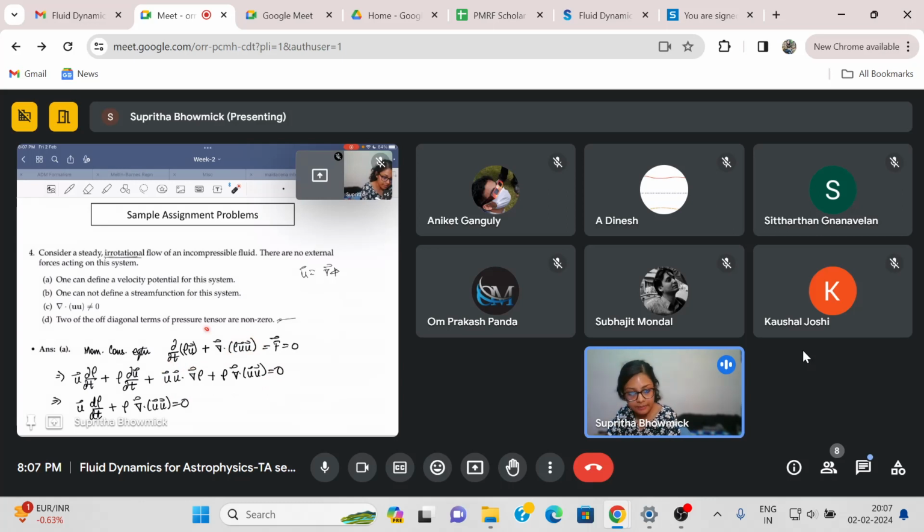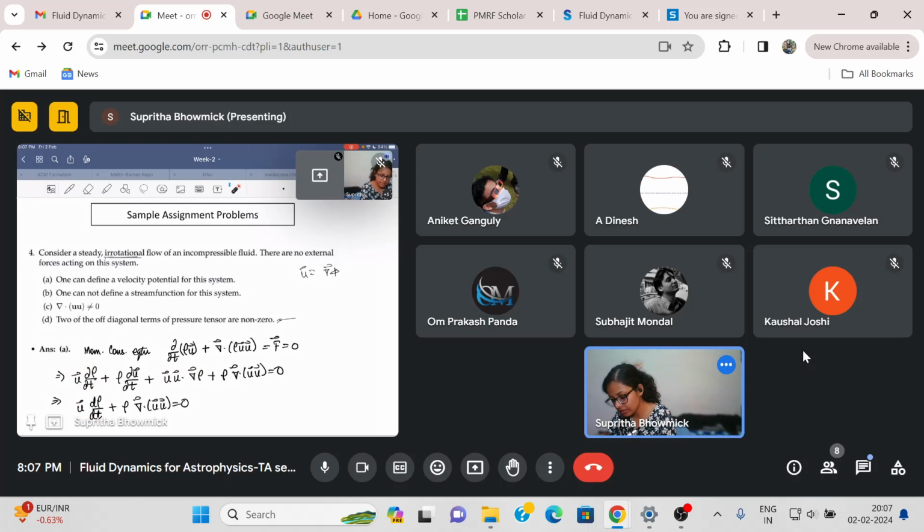This left hand side is the dp dt, the rate of change of momentum. The right hand side was the force, which in this case is zero. Okay, is that fine? Okay, so if you look at this term and this term, you will see that it's nothing but this term.